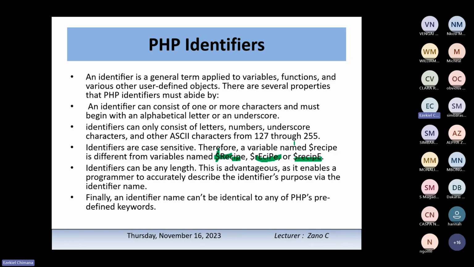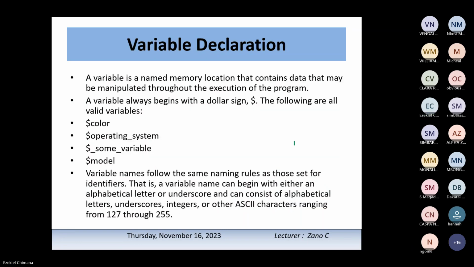or an underscore. For variables, you use a $ sign at the beginning. A variable is a named memory location. A variable always begins with a $, and the following are all valid variables. If you look at this one, it's a valid variable. $operating_system, you can use an underscore to join words here. It starts with this currency symbol. Every variable starts with this one.